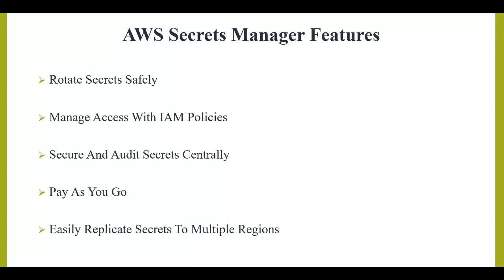The next is easily replicate secrets to multiple regions. AWS Secret Manager makes it simple to replicate the secrets across various AWS regions in order to support multi-region applications and disaster recovery situations. In the AWS console, we can use multiple regions according to our need. So these are all the features we are using in the AWS Secret Manager.